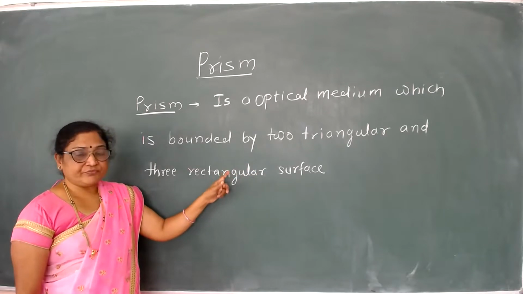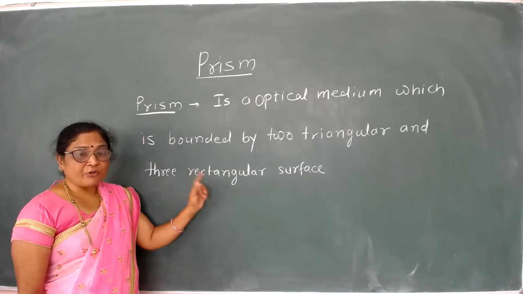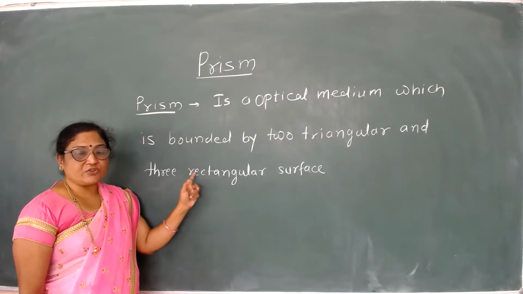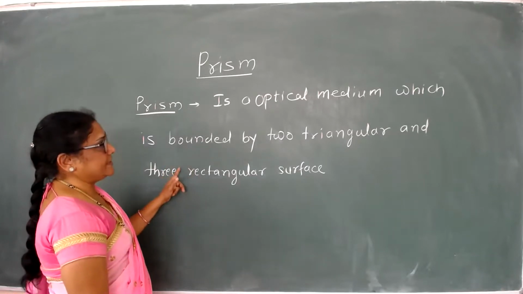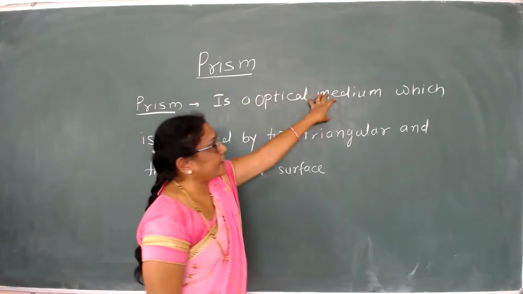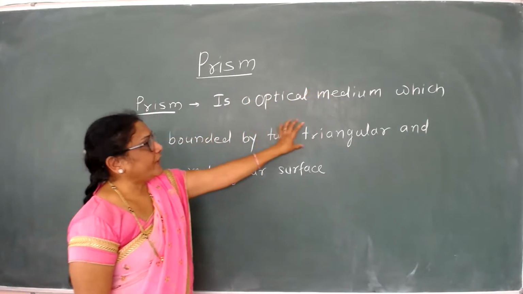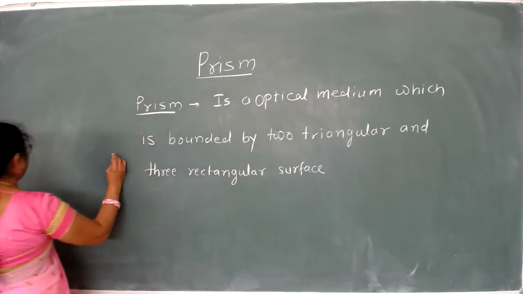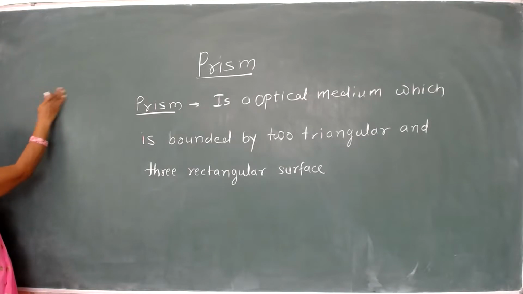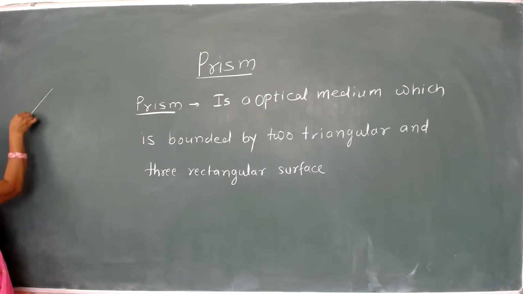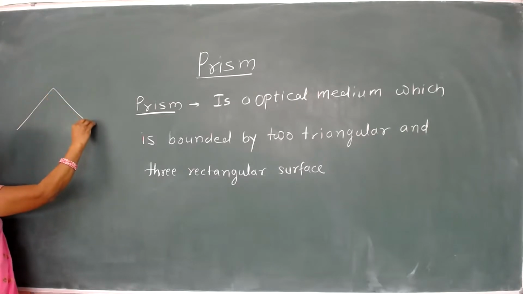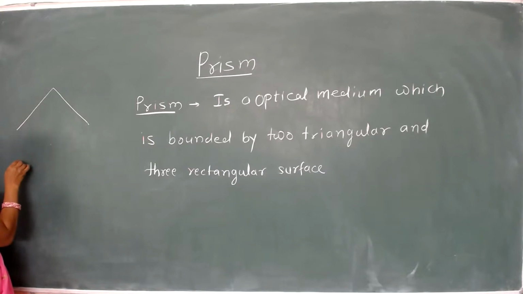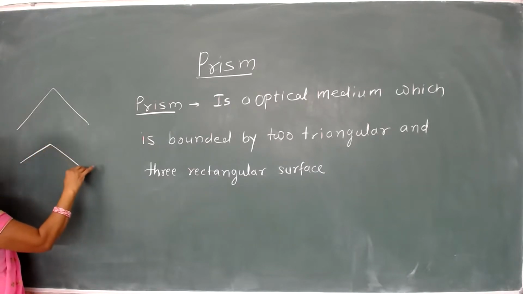In the prism, there are three rectangular surfaces. Out of the three surfaces, two surfaces are refracting and one surface is known as the base. Then we will see what types of prism there are. Prism is an optical medium which is bounded by two triangular and three rectangular surfaces. So how to draw the prism? In this there are three rectangular and two triangular surfaces.